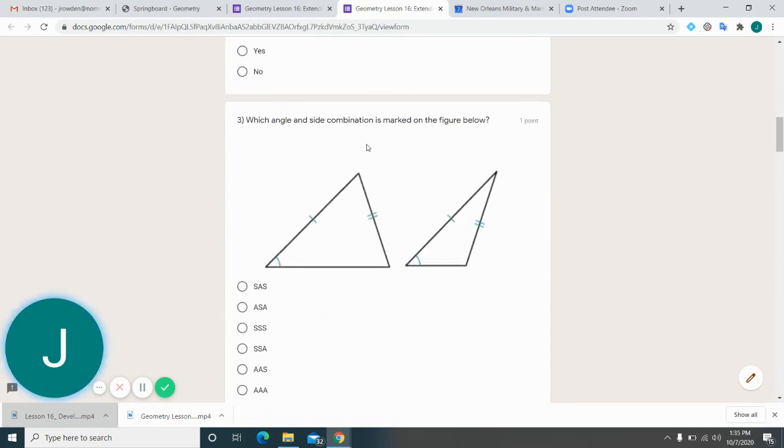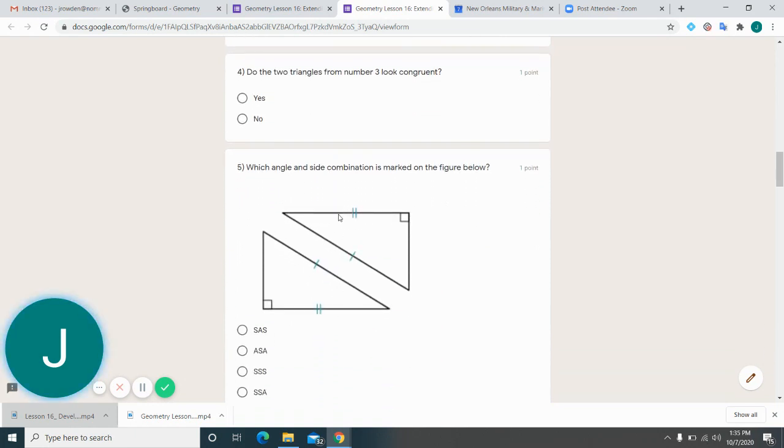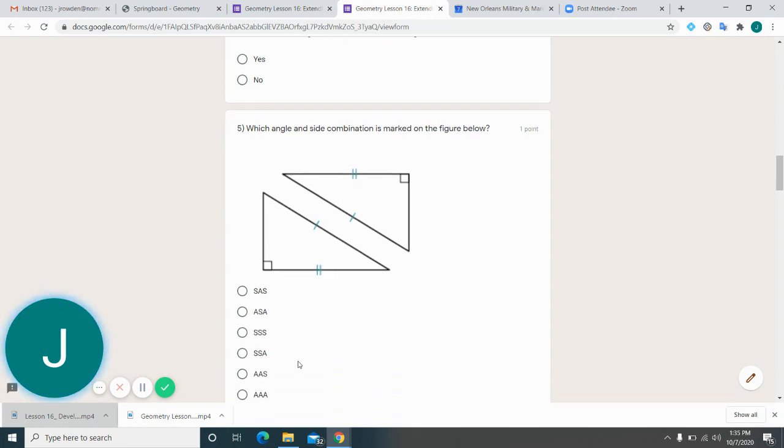Let's go to this next one. What angle and side combination do we have? SSA. Once again, look right here. SSA. So once again, same as last time, SSA, but this time, do they look congruent? The answer would be no. Number 5, what do we have now? SSA. So you'll mark SSA once again.